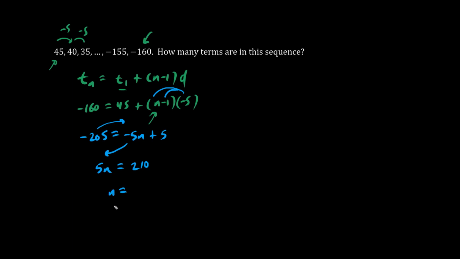Dividing both sides by 5, we have n equals 42. There are 42 terms in this sequence.